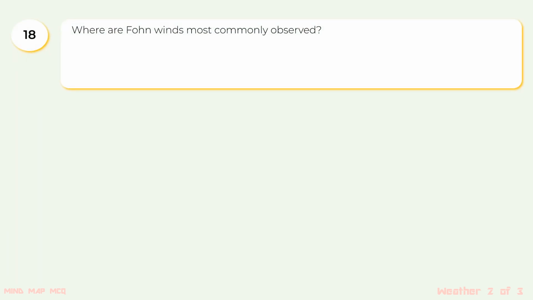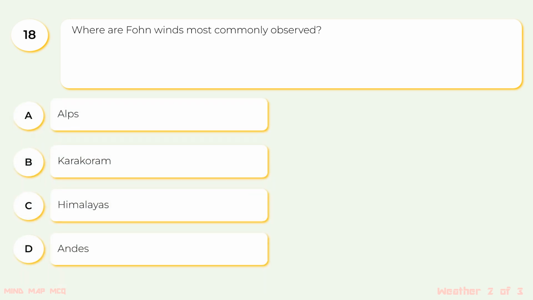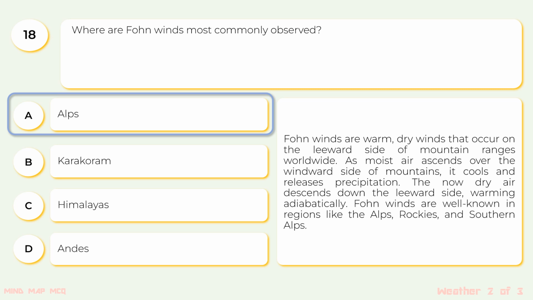18. Where are Fohn winds most commonly observed? The options are A. Alps, B. Karakoram, C. Himalayas, D. Andes. The correct option is A. Alps. Fohn winds are warm, dry winds that occur on the leeward side of mountain ranges worldwide. As moist air ascends over the windward side of the mountains, it cools and releases precipitation. The now dry air descends down the leeward side, warming adiabatically. Fohn winds are well known in regions like Alps, Rockies, and Southern Alps.